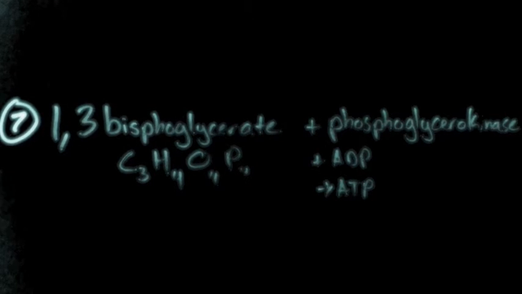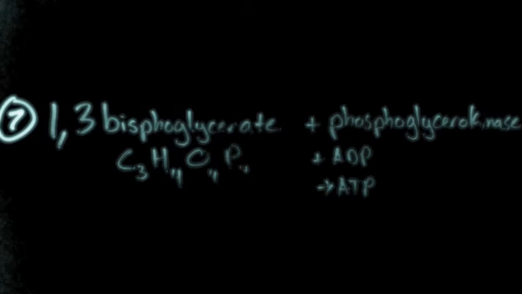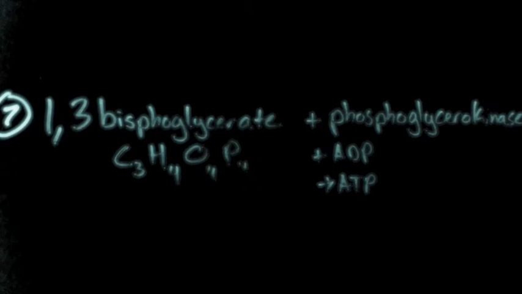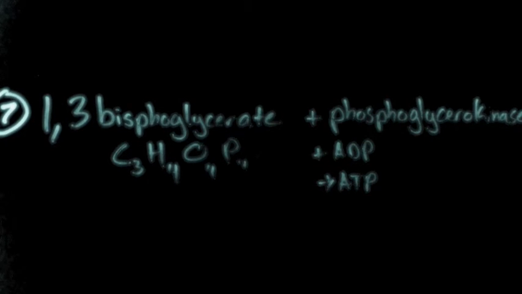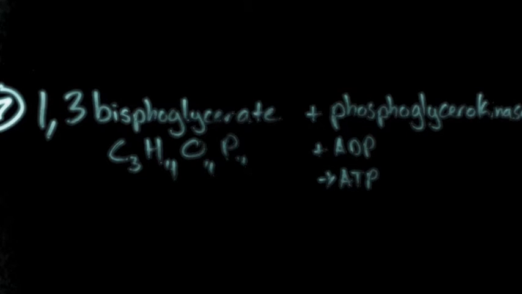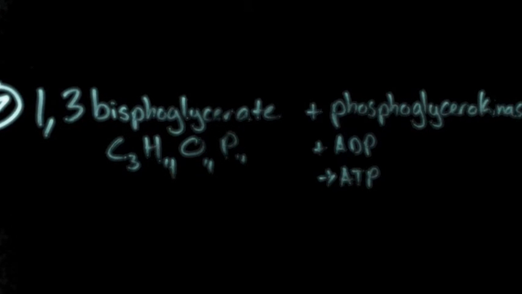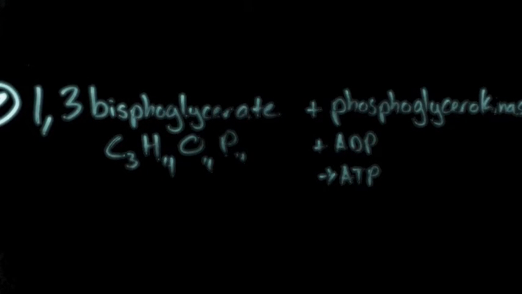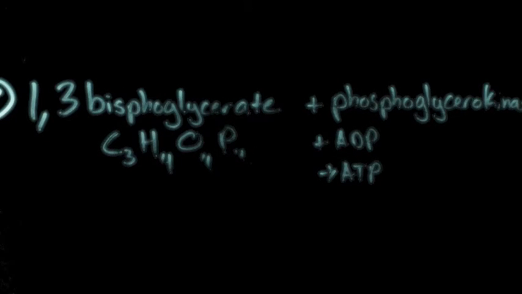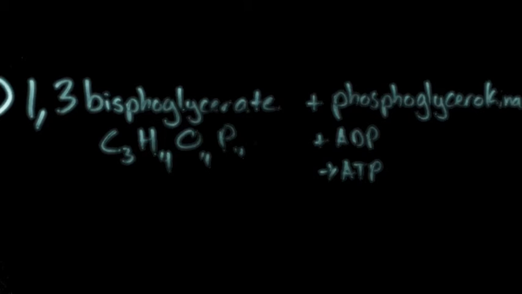By step 7, there are 2 1,3-biphosphoglycerate. The enzyme phosphoglycerokinase transfers one phosphate from each biphosphoglycerate to a molecule of ADP to form ATP. This produces 2 3-phosphoglycerate molecules and 2 molecules of ATP.